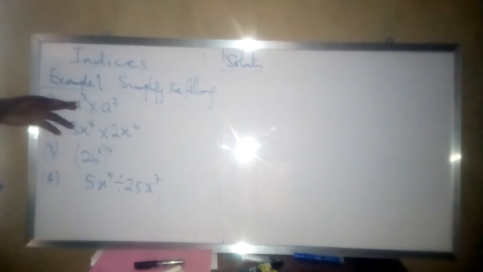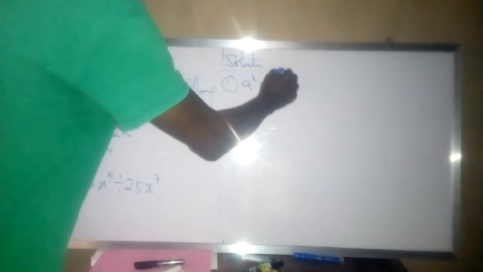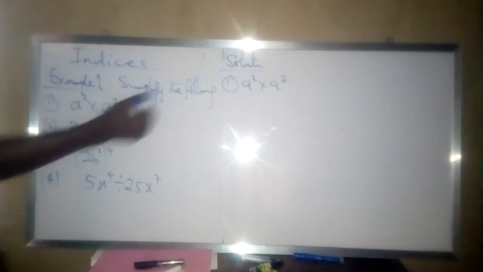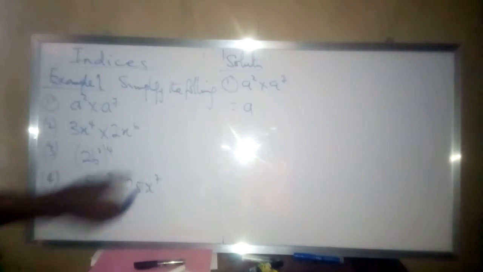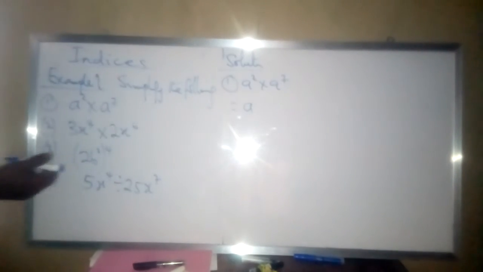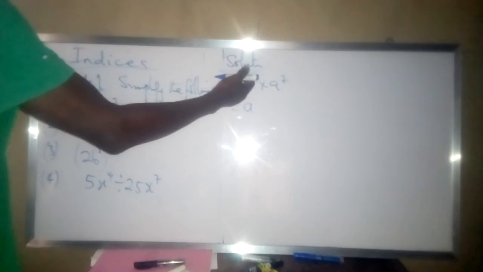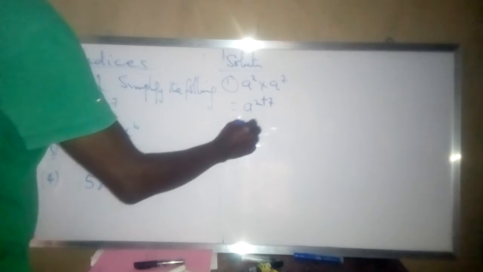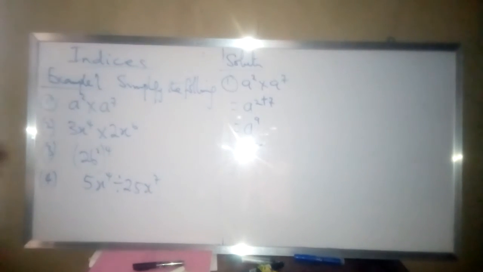If we look at this first question, it's very similar to the first rule I just gave you. Here we have a raised to power 2 multiplied by a raised to power 7. You see that this is an index question. Your a is common, so you pick a. When you have index numbers like this which are to be multiplied together, what you do is add the powers, 2 plus 7. That will give you a raised to power 9. You just add the powers together. It's as simple as that.